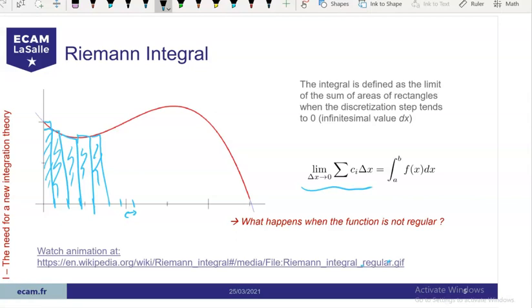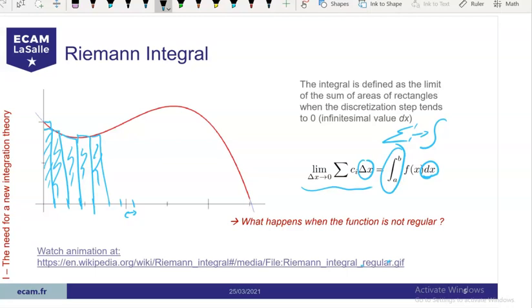Right. And so we have decided that this integral sign actually comes from a big S, like the discrete sum becomes a continuous sum. So that's giving you the integral sign. And the dx is when the discretization step goes to 0, to some infinitesimal value dx.